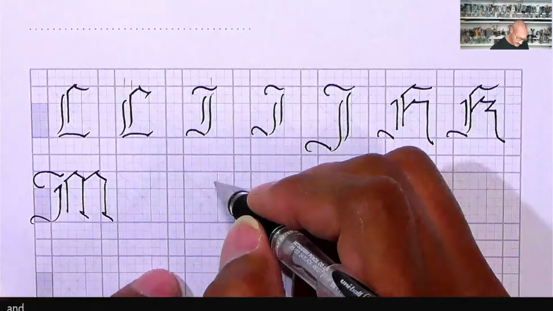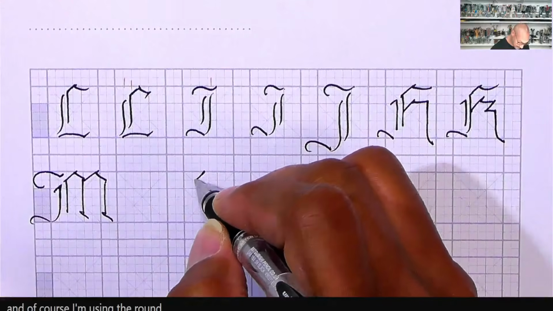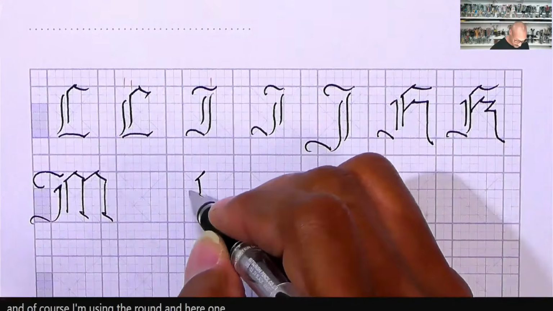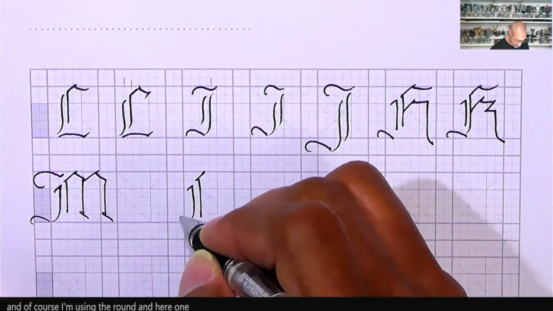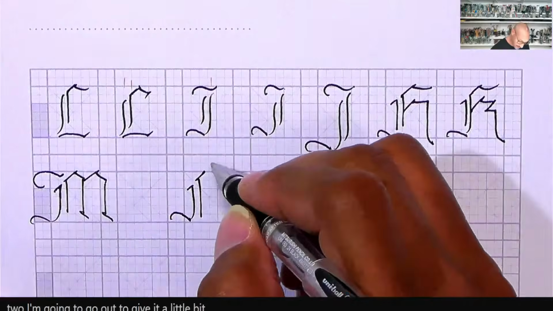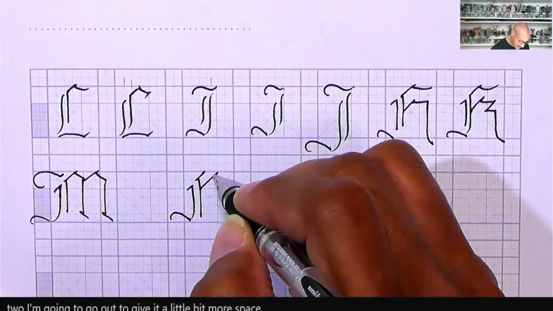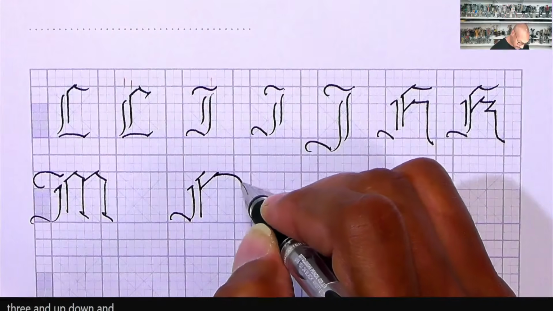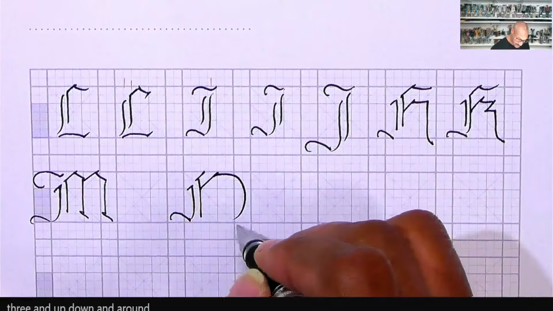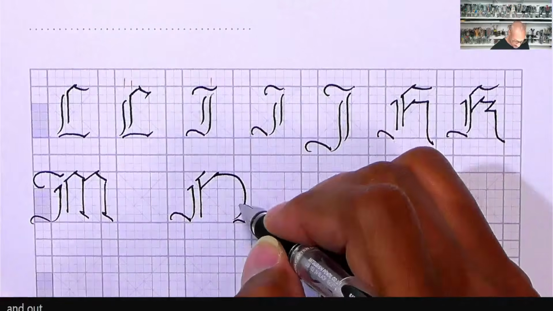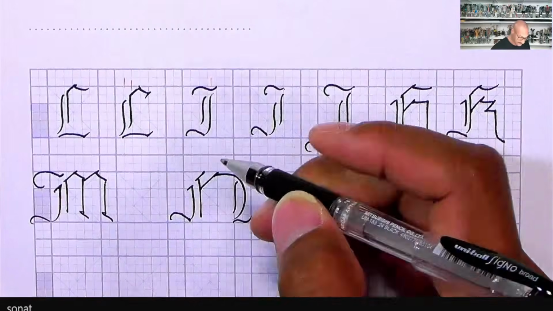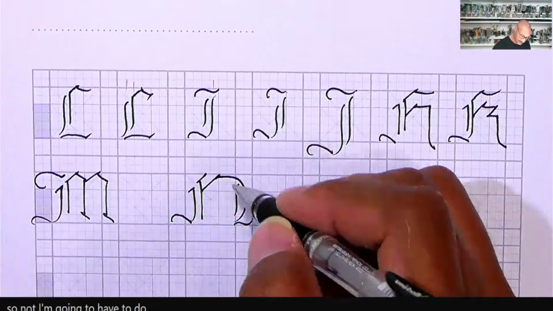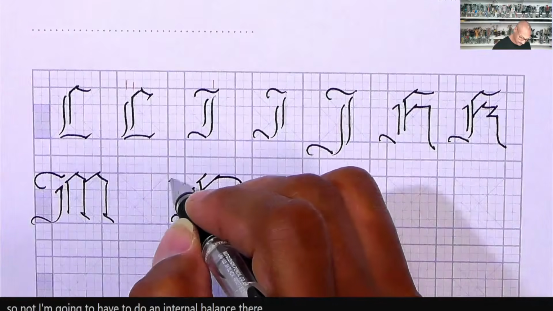N, so of course I'm using the round N here. 1, 2, I'm going to go out to give it a little bit more space. 3, and up, down, and around, and out. So now I'm going to have to do an internal balance there.